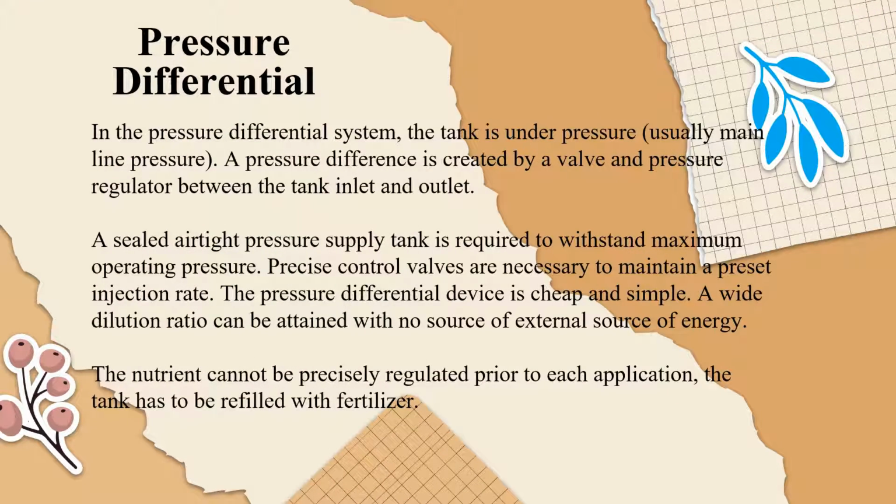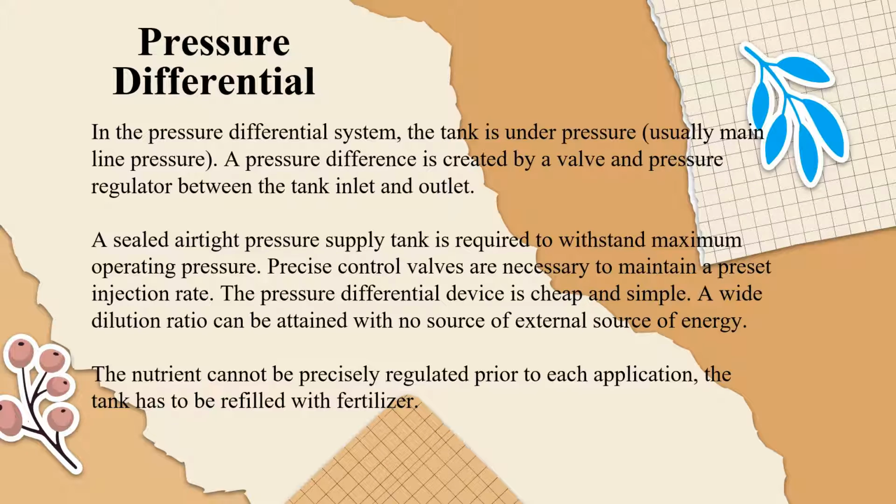The pressure differential. In the pressure differential system, the tank is under pressure, usually mainline pressure. A pressure difference is created by a valve and pressure regulator between the tank inlet and outlet. A sealed airtight pressure supply tank is required to withstand maximum operating pressure. Precise control valves are necessary to maintain a preset injection rate.